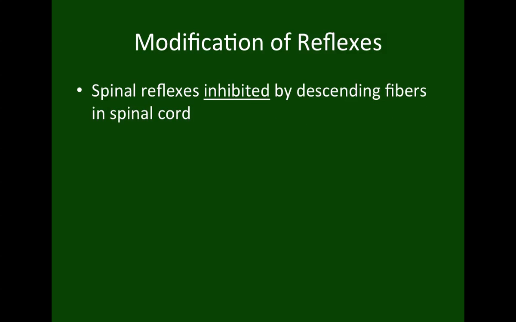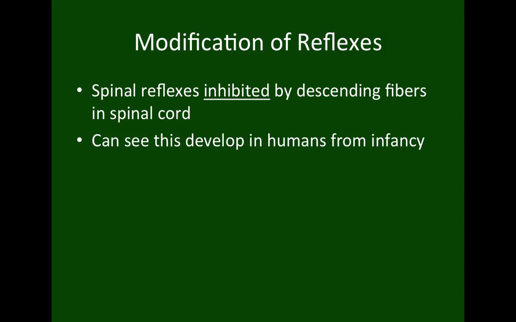All right, but as we do go through life, some of our reflexes do modify themselves. As we get older and grow from infancy, spinal reflexes actually get inhibited as we make more descending fiber connections in our spinal cord. So in other words, if you think about us when we are born, we can't walk, but our legs function. As those descending fibers get created and those connections get made, some of those connections actually inhibit some of our reflexes. So we can see these sorts of things happen in us as humans as we develop from infancy.